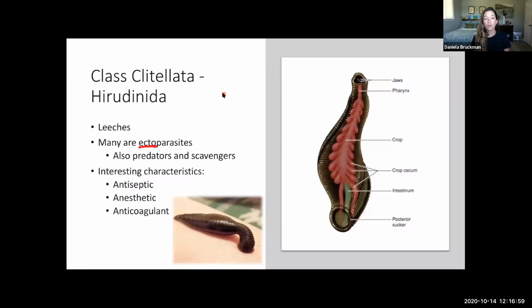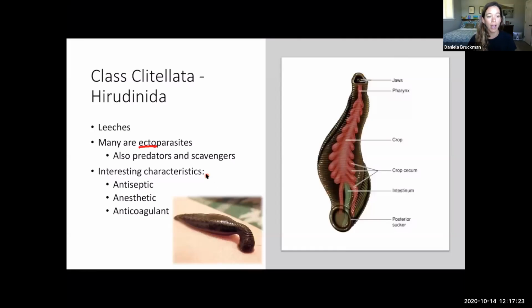Okay, notice first of all that we have this worm, and if you look at it closely, you can see the segmentation on the body. Notice that it's got two ends to it. It's got almost like two suckers, if you will. It's got jaws on the anterior end and then a posterior sucker, which it uses also to attach itself to its host. It's got, you know, gut and intestines and whatnot.